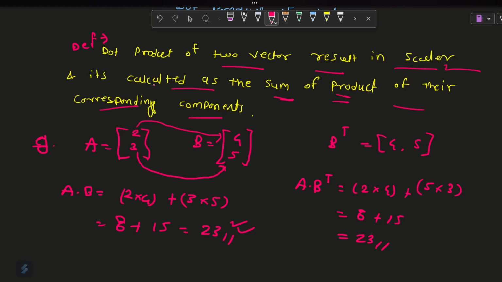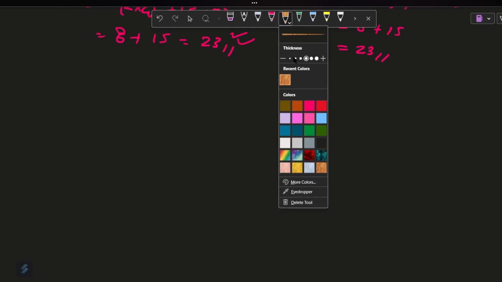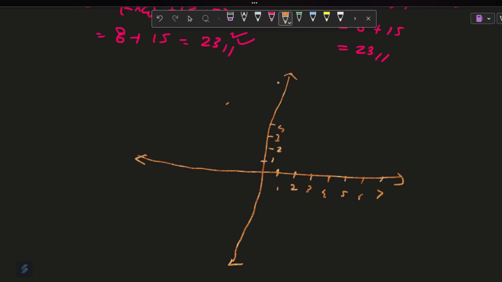Now we go to the graphical representation, to understand how the mathematical representation works. First, we draw the axes: 1, 2, 3, 4, 5, 6, 7 on the positive side, and similarly -1, -2, -3, -4, -5, -6 on the negative side, something like that.